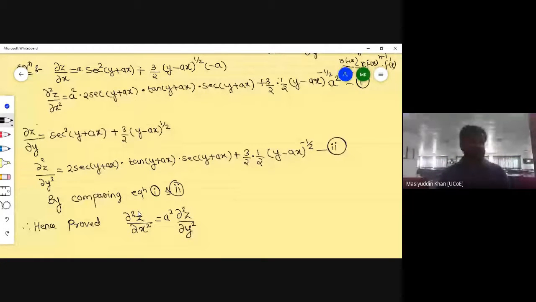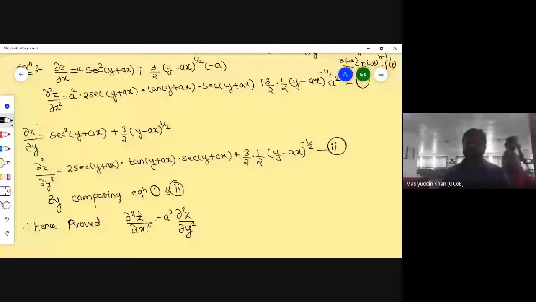First we differentiated the function with respect to x, and secondly we differentiated the function with respect to y, and at the end we just compared both the equations, and after comparing we saw that if we multiply by a square in equation 2, or with dou square z by dou y square, then definitely we will get that the left hand side is equal to the right hand side. So hope this question is clear to everyone. Now if this is fine, then we'll proceed with the next example. If there are no doubts, then I'm proceeding with the next part.